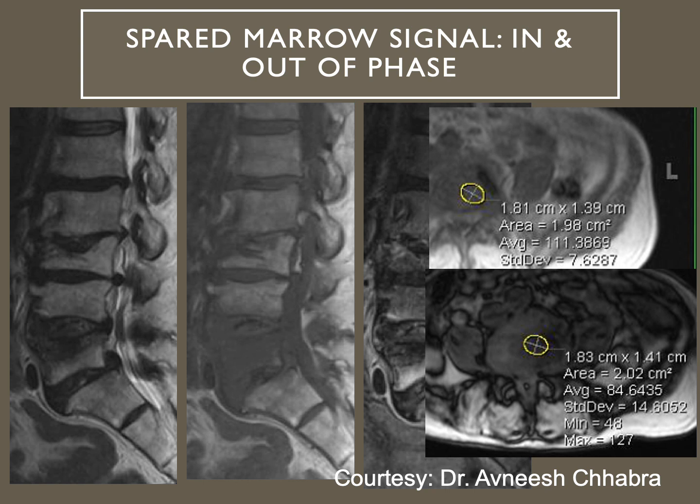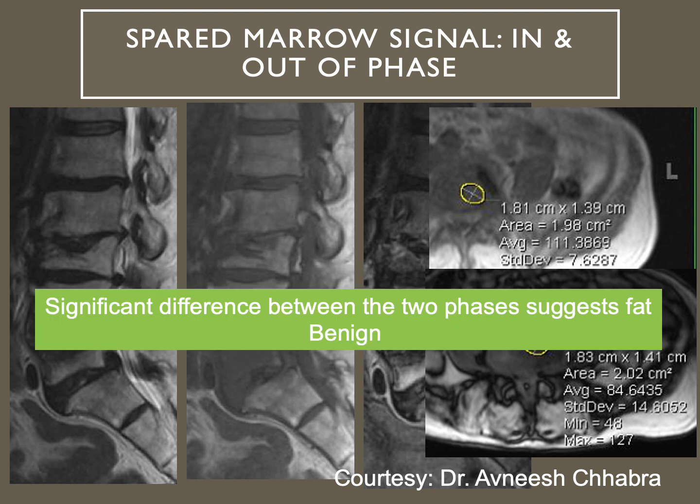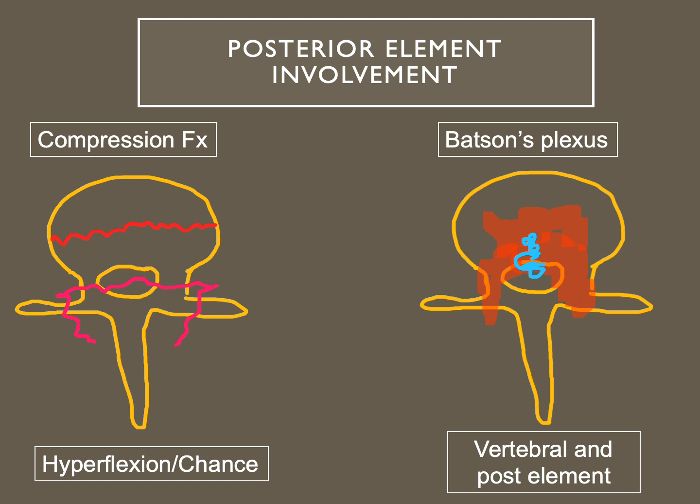Sometimes when you have challenging cases, we can use something called in and out of phase imaging, and when we use this imaging, it essentially helps us to identify the presence of fat within a vertebral body. So when we look at in and out of phase images, if there is fat within the vertebral body, you will see a significant change in the signal within the vertebral body, and this is usually a way of telling us that yes, there is fat, and therefore this is more likely to be an osteoporotic fracture. So if there is significant difference between the two phases, that suggests that it is a fat containing vertebral body or a benign fracture.